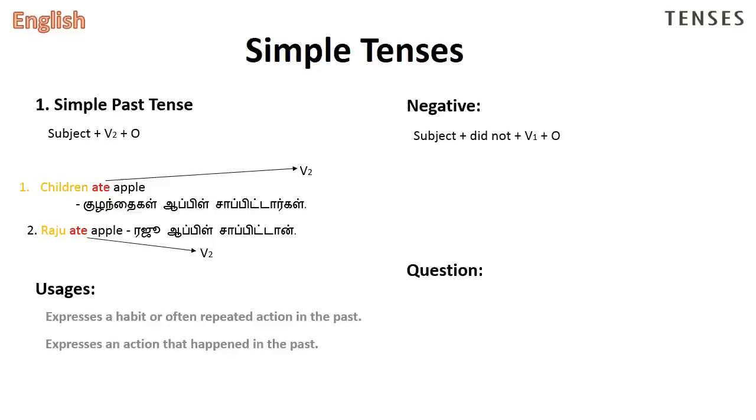Take a note of it, and look at this very clearly. In simple past, we have some things to remember. What are those? Yeah, formula of simple past tense. That is subject plus verb 2 plus object. Formula of negative in simple past. Subject did not plus verb 1 plus object. Formula of question in simple past. Did plus subject plus verb 1 plus object. So and the usages. There are two usages.